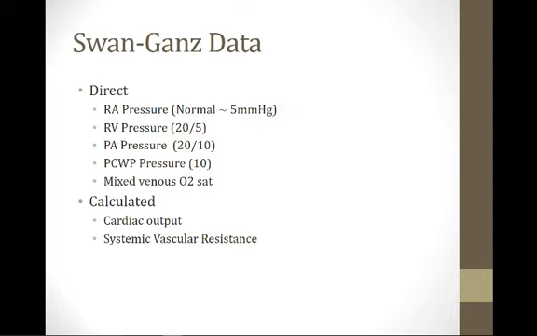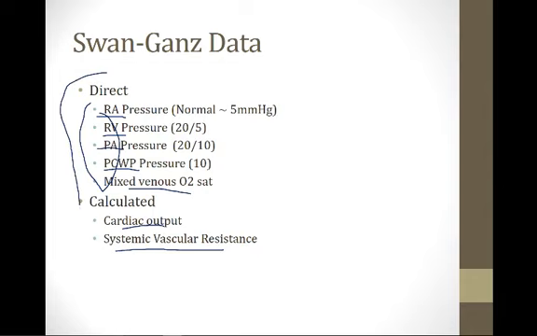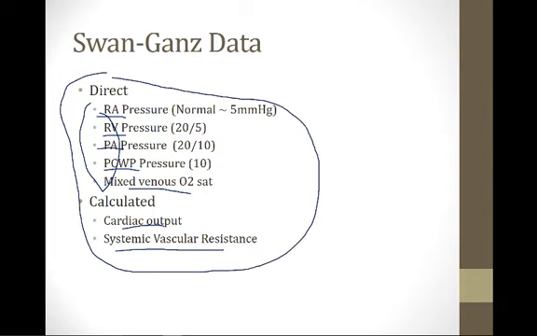So on this slide are all the measurements we can obtain from the Swan-Ganz catheter. We can directly measure the pressures in the right atrium, right ventricle, pulmonary artery, and the wedge pressure, which is equal to the left atrial pressure. We can also directly measure the mixed venous oxygen content, or saturation. From these numbers here, we can then calculate the cardiac output and systemic vascular resistance. So basically, the Swan-Ganz catheter gives us a complete hemodynamic picture of the patient, and that hemodynamic picture can be used to determine the type of shock if it's not obvious from the patient's history.